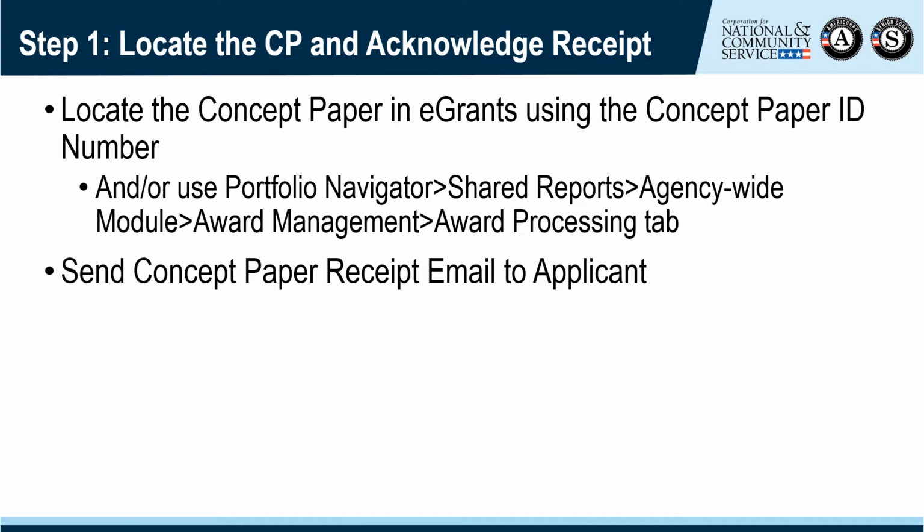Another way to see what concept papers are in submitted status in eGrants is by using the Portfolio Navigator. You can go to the Shared Reports folder, then Agency-Wide Module, then Award Management, and finally to the Award Processing tab. From there, you can use the filters to look for concept papers submitted and awaiting action. Within 2 weeks of the submission, you will send the concept paper receipt email to the applicant to acknowledge receipt and inform them of the review timeline.